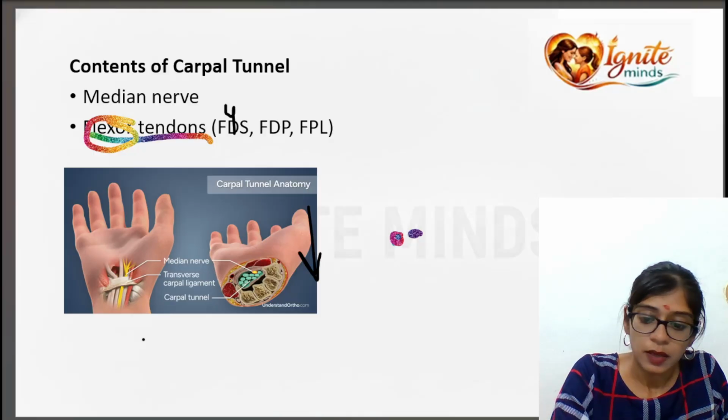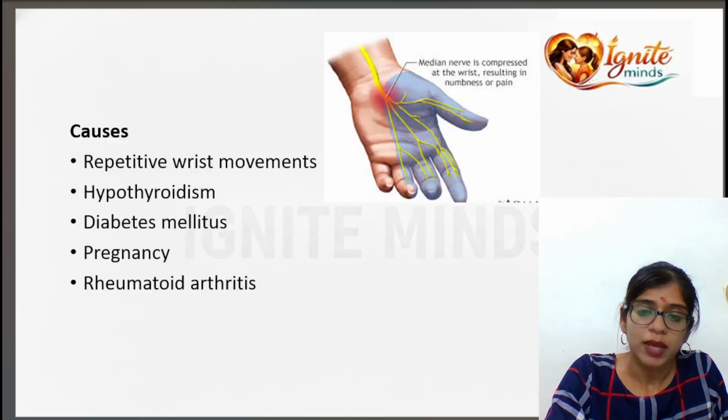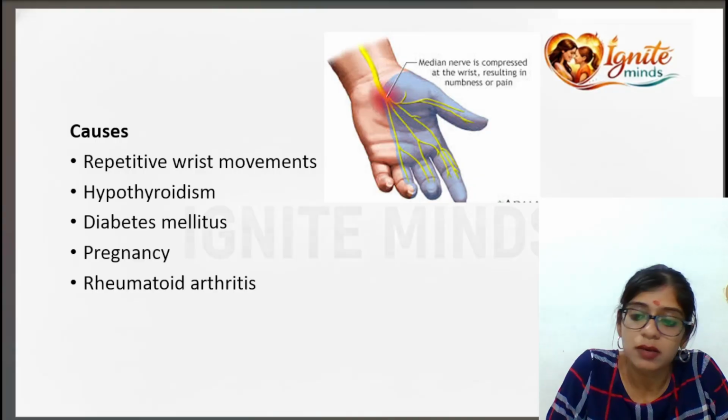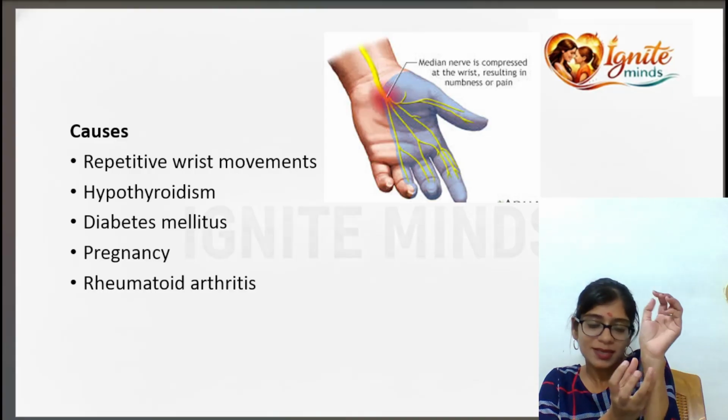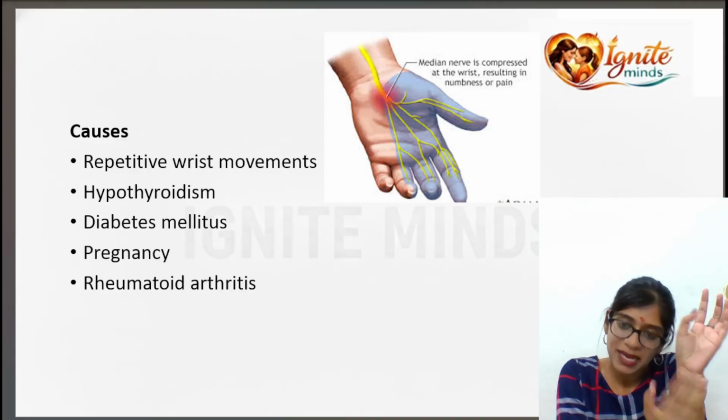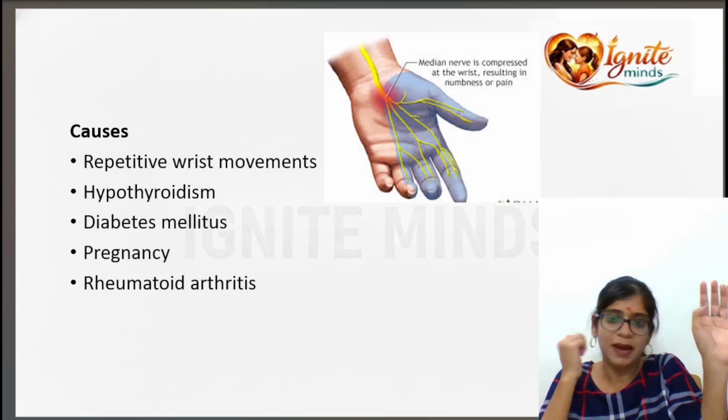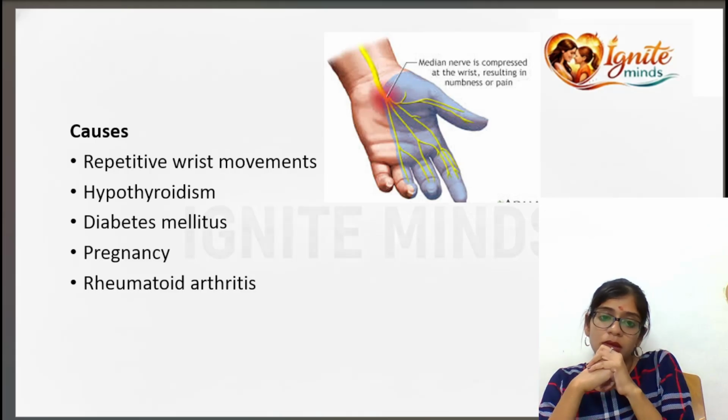Fine. Now, okay, now why does this carpal tunnel syndrome occur? See, this is a space. The carpal tunnel is a space formed by the bones and the fibrous band, the flexor retinaculum.